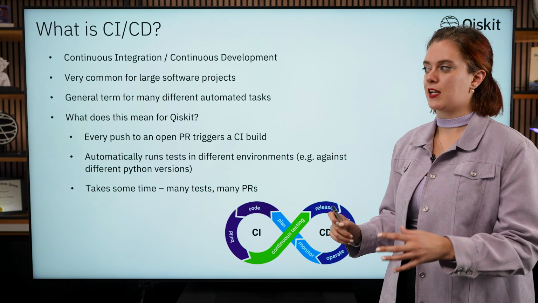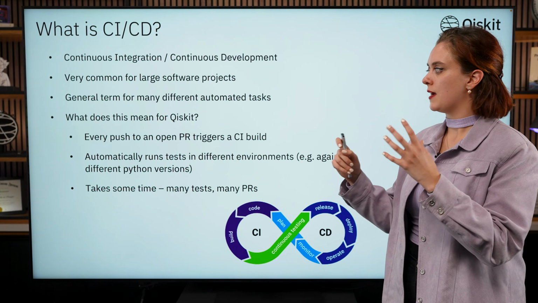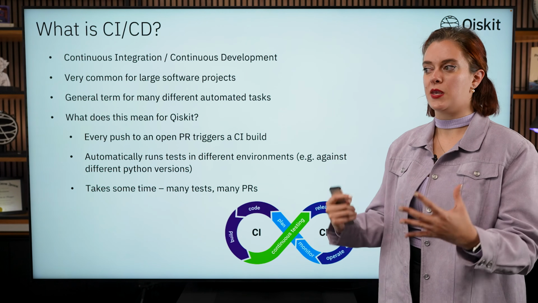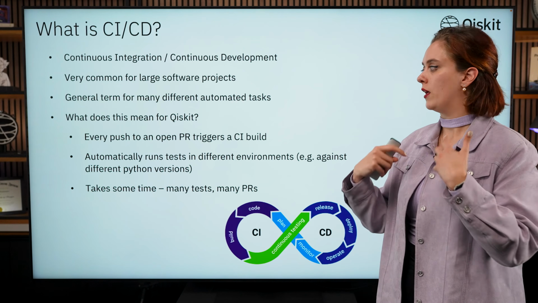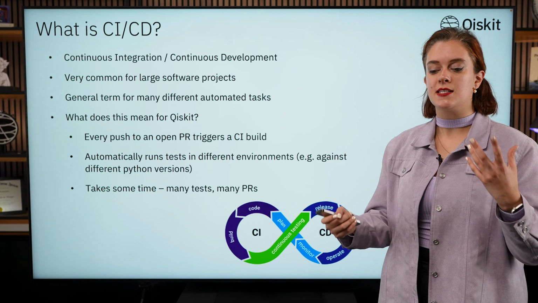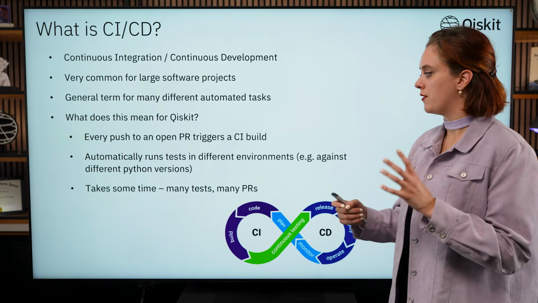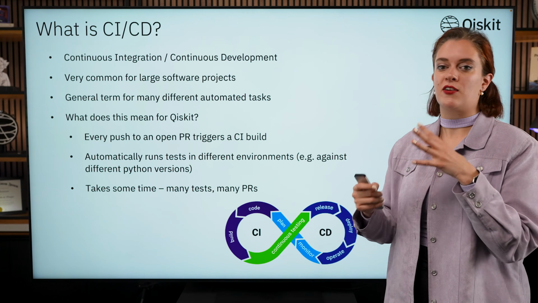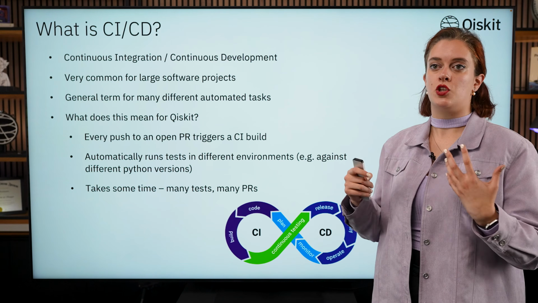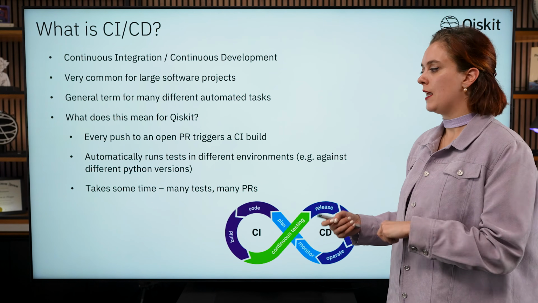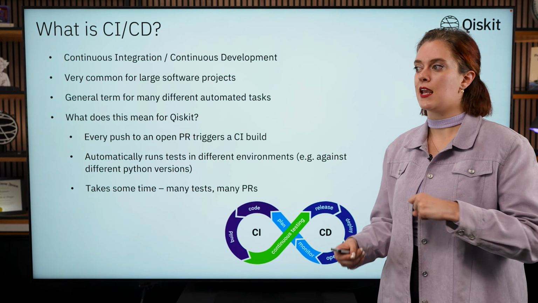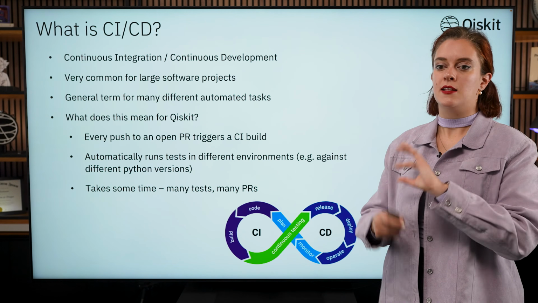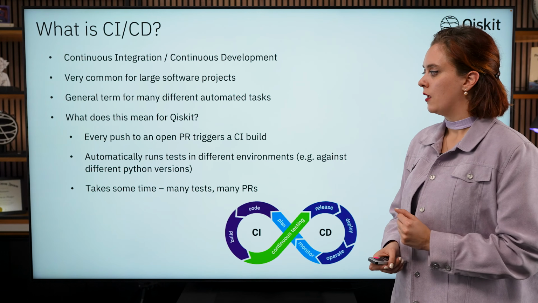And in Qiskit specifically, we use CI/CD every time you make a push to an open PR. A new CI build will trigger. And what this build does is it automatically runs a bunch of different tests on your code in various different environments. So that could be using different versions of Python. It could be running tests. It could be checking linting. It could be checking things in different operating systems. There's a whole bunch of things going on there.